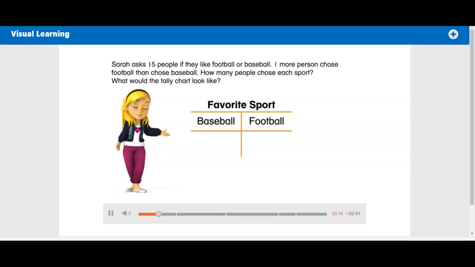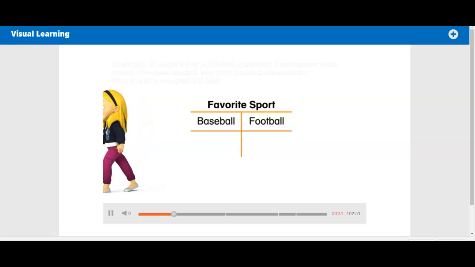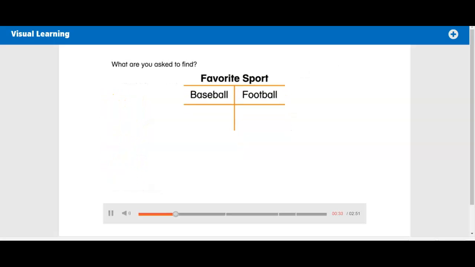Sarah asks 15 people if they like football or baseball. One more person chose football than chose baseball. How many people chose each sport? What would the tally chart look like? What are you asked to find? Select your answer.